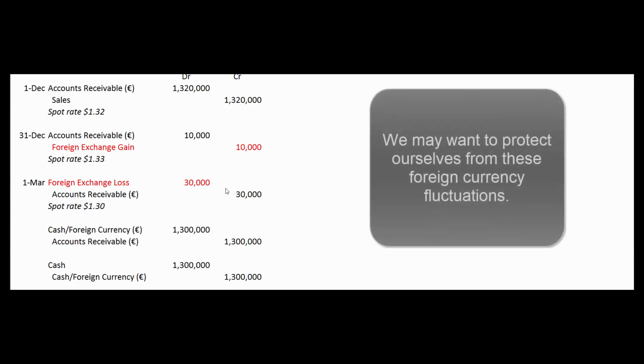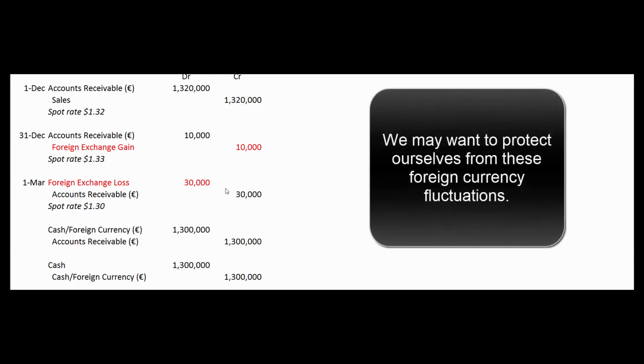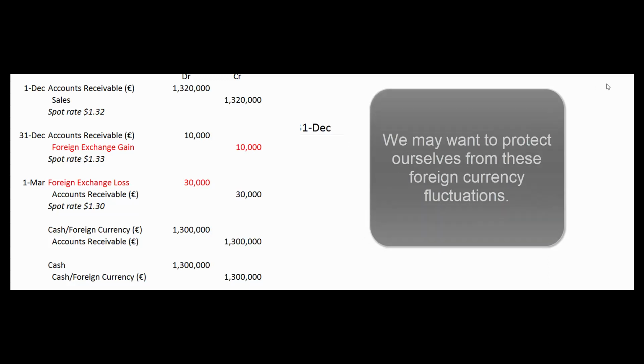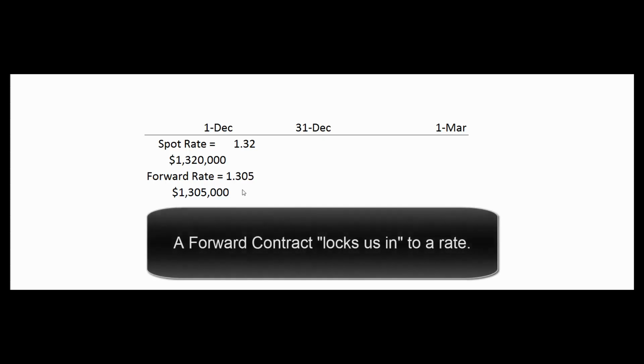Well, we may find that unacceptable. We may not want to have that kind of risk, so we're going to hedge ourselves. We're going to make other bets to protect ourselves. One mechanism would be to sign a forward contract. So we go to a bank and say, we're going to have €1,000,000 90 days from now. What kind of rate will you give us 90 days from now? And that's called the forward rate.